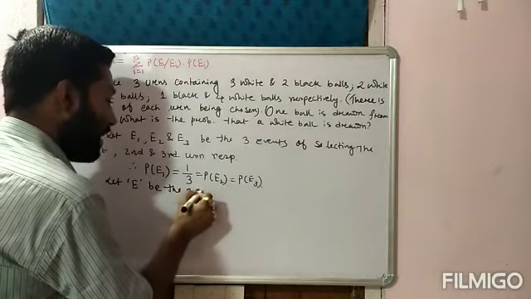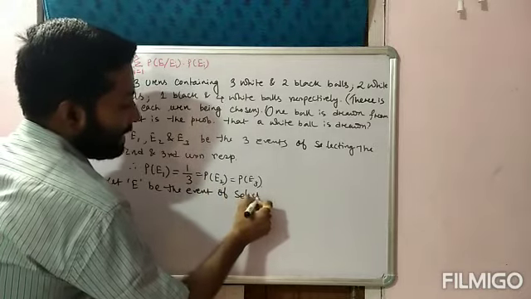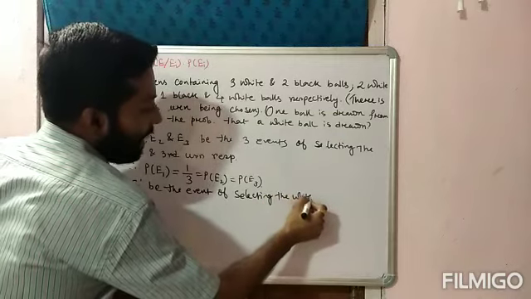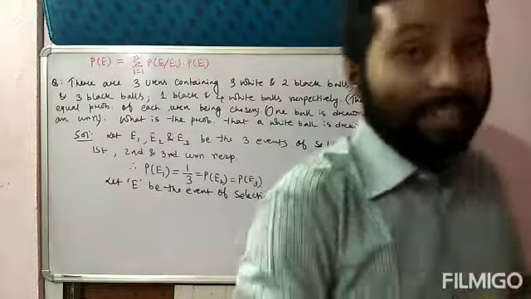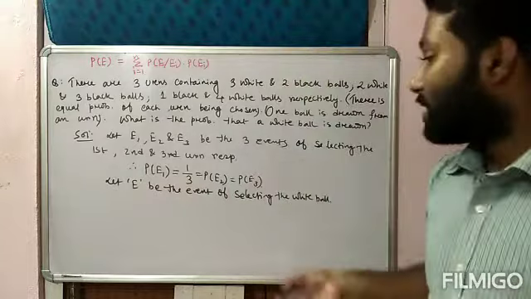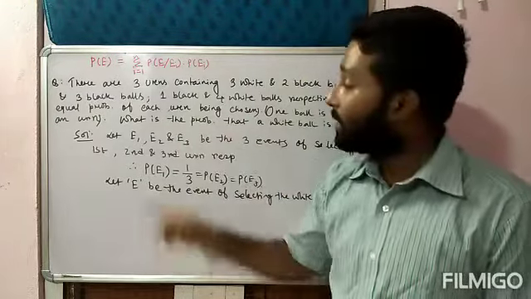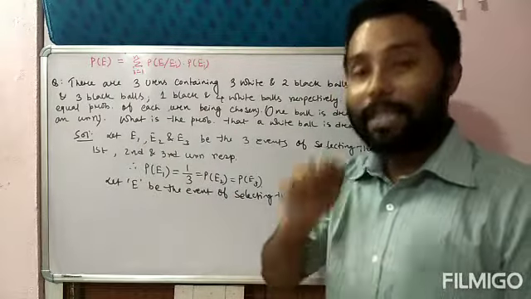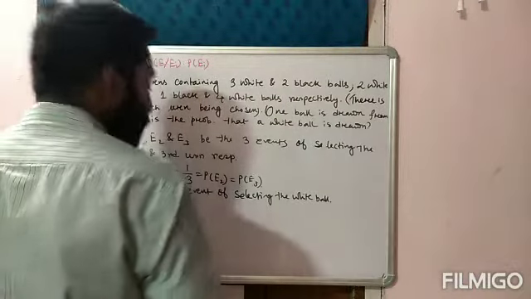Let E be the event of selecting the white ball. Okay, so when the question specifically mentions the color, red color, green color, white color, you have to use another event. You cannot combine it with E1, E2, E3. This is a separate event, E. So let E be the event of selecting the white ball.